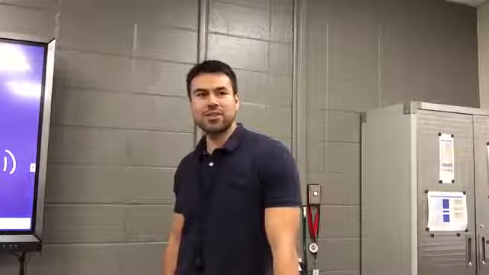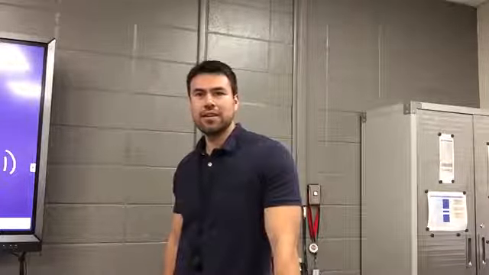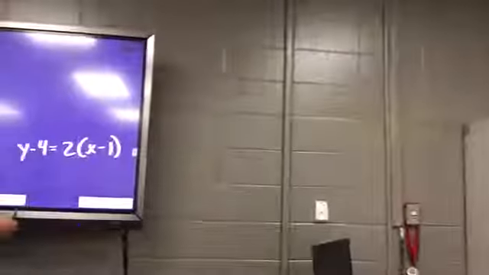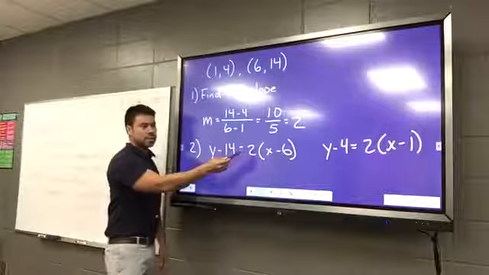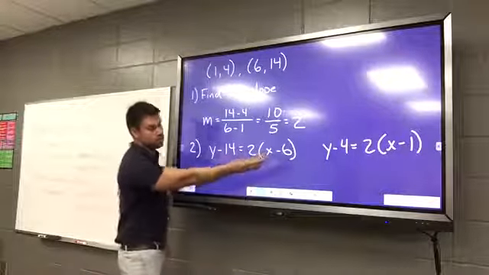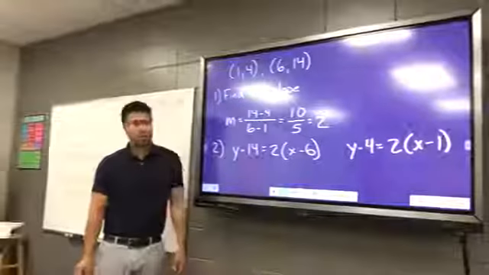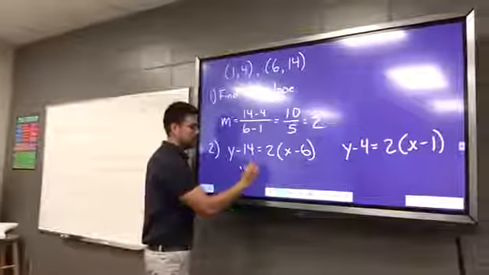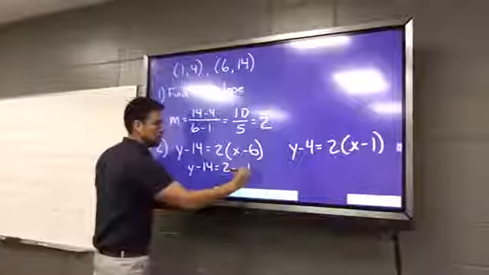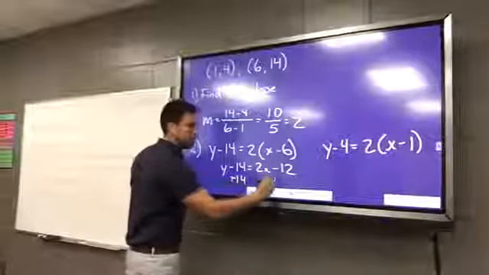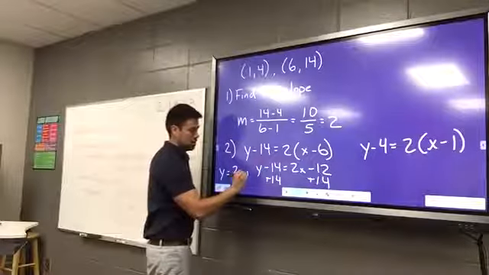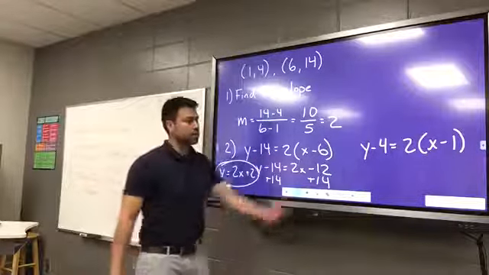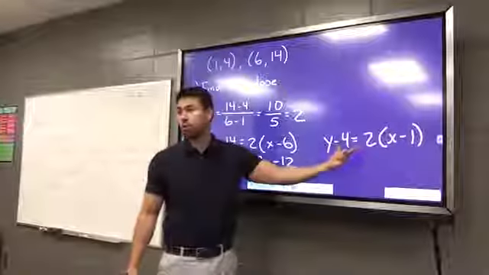How many of you have an answer? You have one already? Okay, William, what'd you get for your final answer? Y equals 2x plus 2. And did you use this point, the (6,14), or did you use (1,4)? (6,14). Okay, so you would have done that, and that gives you that. How many of you used the other point, the (1,4)?